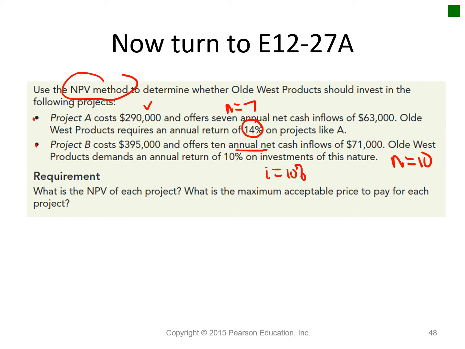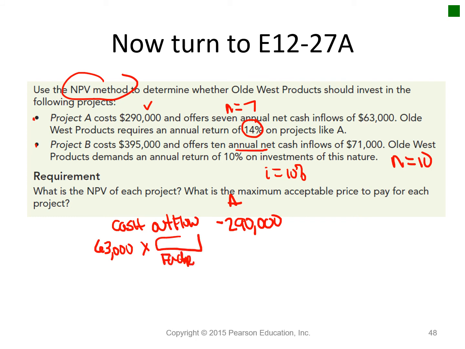So again, to get the NPV for each project, you've got your initial cost, your initial cash outflow. For example, for project A, at year 0, I'm going to put a minus in front of that. That's a negative 290. That's a cash outflow. Then for your cash inflows, you take that 63,000 and multiply it by your table factor, using N is equal to 7 and an interest rate of 14%. Again, this is an annuity. That's going to give you an amount, and you're hoping that amount is more than 290. The same thing for project B. You've got your initial cost, which is your initial cash outflow.